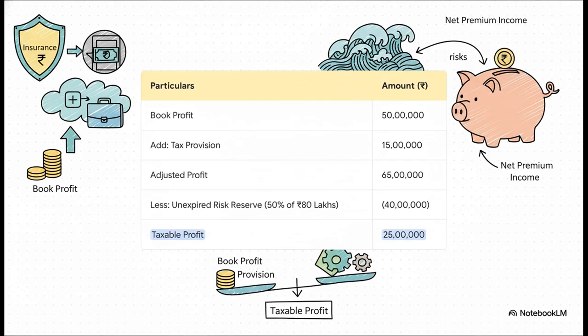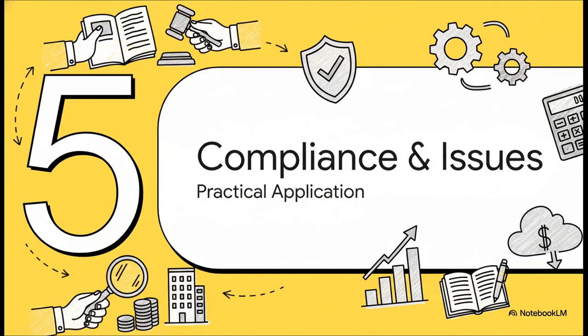So first, we take the 50 lakh profit and we add back that 15 lakh tax provision because it's not allowed. Now we calculate the reserve for unexpired risks. It's general insurance, so it's 50% of the 80 lakh net premium, which is 40 lakhs. We subtract that, and there you have it. The final taxable profit is 25 lakh rupees. Simple as that. So we've got the theory down, but what does this all mean in practice?